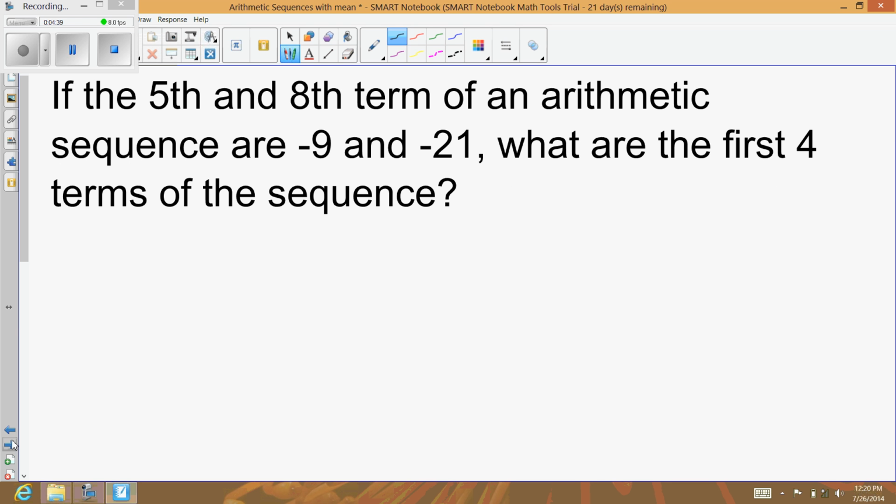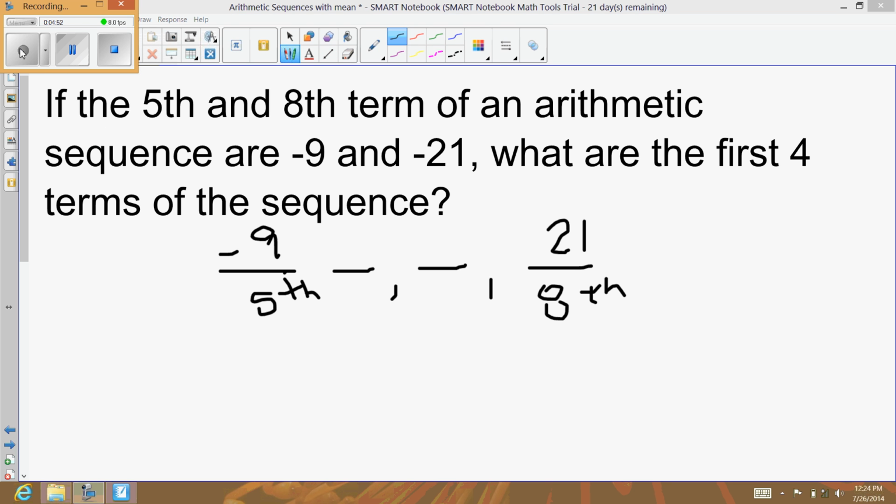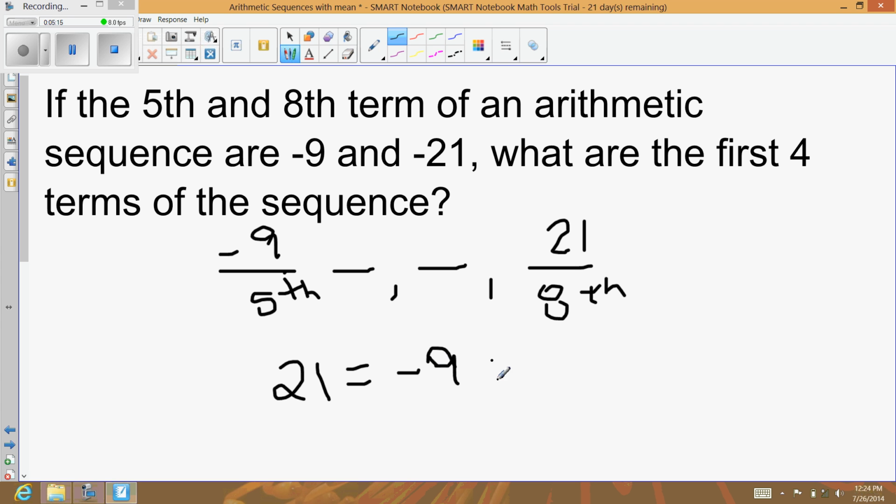If the 5th and 8th terms of an arithmetic sequence are -9 and 21, what are the first 4 terms of the sequence? Now this one takes a little bit of work, so bear with me. I'm going to pause it and then describe it to you. Okay, so what I did here is -9 is the 5th term, and 21 is the 8th term, and there are 2 terms in between, the 6th and 7th. I said that 21 is the term that's my last one. I'm pretending that -9 is my first term. And I need to find out there are 1, 2, 3 common differences.